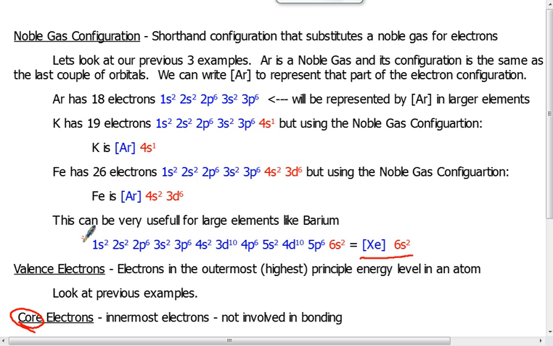With this example here, everything that's in blue is a core electron because it's inside of the outside. What is the outside for this element? 6s2 is on the far outside. Everything else is inside of that. So the outside is called the valence, and the inside is called the core. And the valence is really the only exciting piece. The rest of it's kind of boring. It impacts the element, but it's kind of boring.